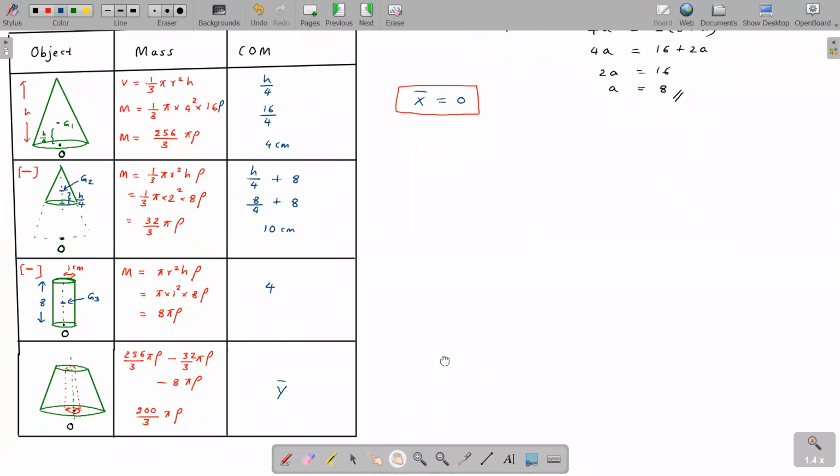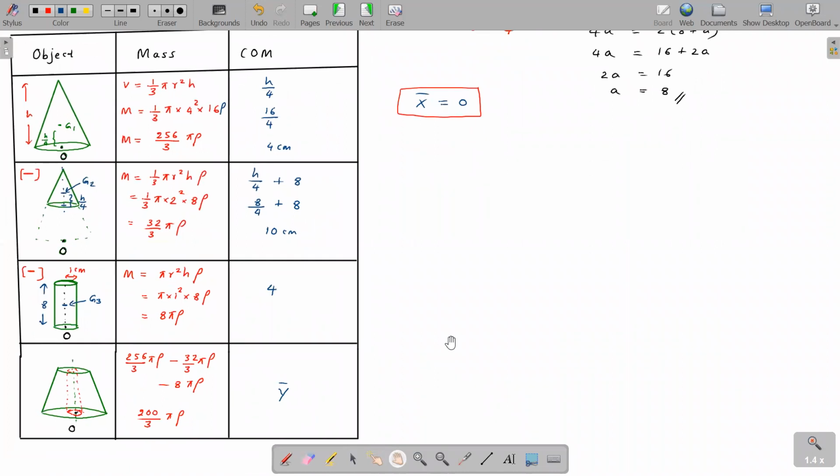Okay, guys. So this table is the most important part. After you've done this table, we are almost done with the sum, because now all you have to do is apply sigma mi yi. We are dealing with y coordinates. So sigma mi yi equals total mass times y bar. Our total mass is sigma mi, I just use capital M. So sigma mi yi means you multiply mass with the center of mass.